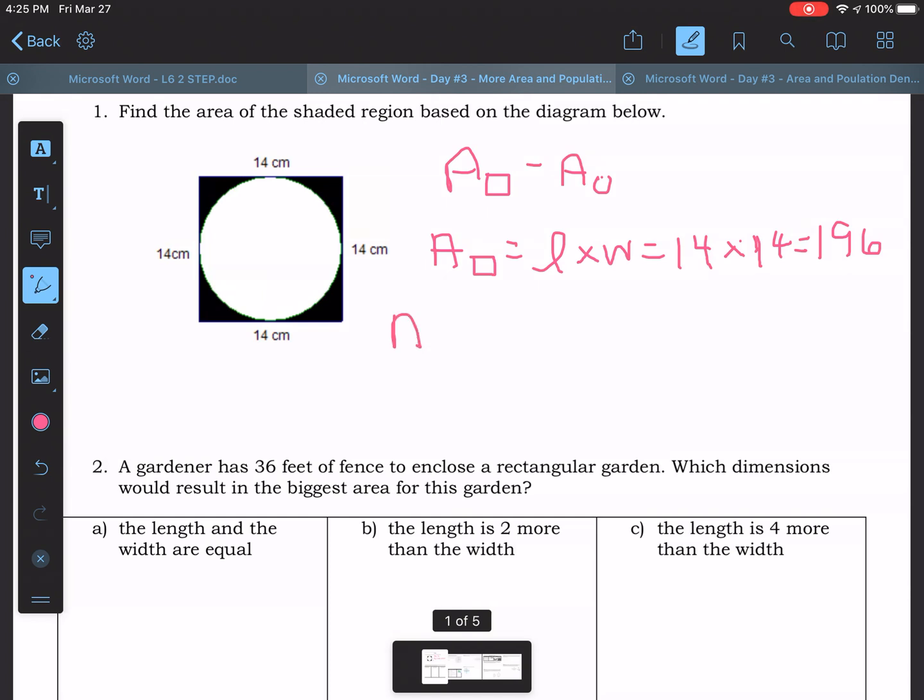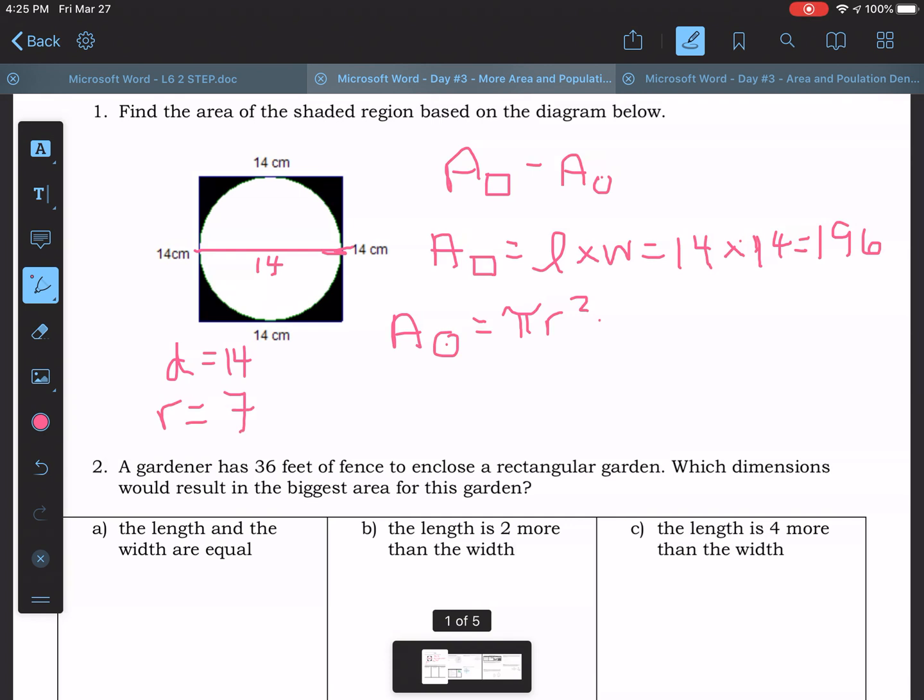So that formula is pi r squared, okay? Now, looking at the diagram, since it's a square, all the sides are equal. Now, if I were to draw the diameter of this circle, it's going to be equal in length to one of the sides of the square. So it's also going to be 14 centimeters. So if the diameter is 14, the radius is half of that, so the radius is 7, okay?